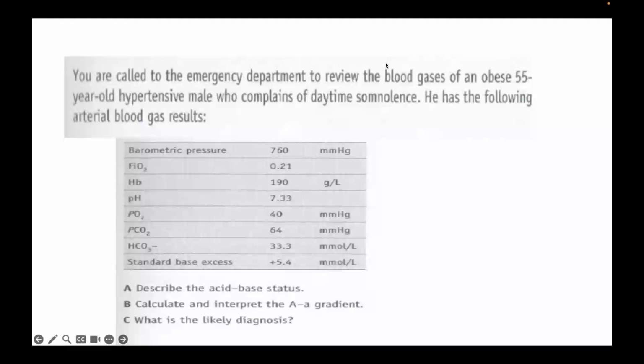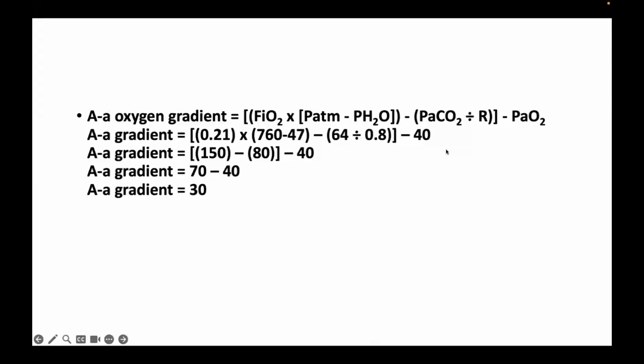Compensation, you said. Anyway, it's a compensated one. You can calculate that. Yes. So how will you calculate the AA gradient? The AA gradient is mainly an alveolar minus arterial gradient. The formula is atmospheric pressure minus saturated water vapor into FiO2 minus PaCO2 by respiratory quotient minus PaO2, sir. The water vapor pressure is 47 mmHg. If you calculate, 150 minus 1.2 into PaCO2, sir. So that's a simple formula.